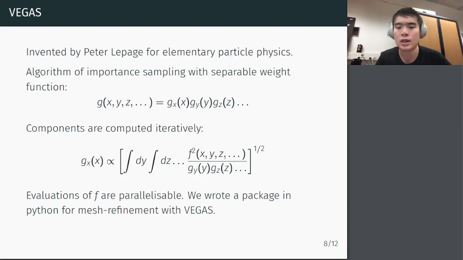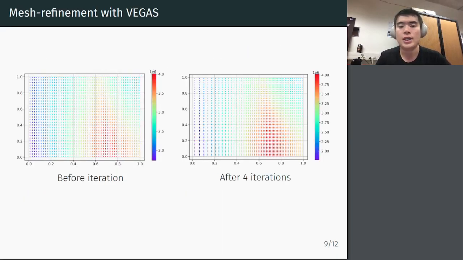Evaluations of function can be easily parallelized, so we implemented this algorithm in a Python package. For illustration, here you can see the effects of this algorithm, where we only applied to chirp mass and mass ratio. Initially, the mesh grid was even. After 4 iterations, the grid became more dense where the function values are higher.